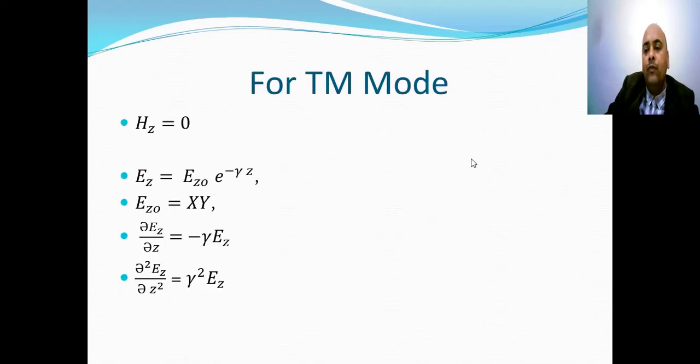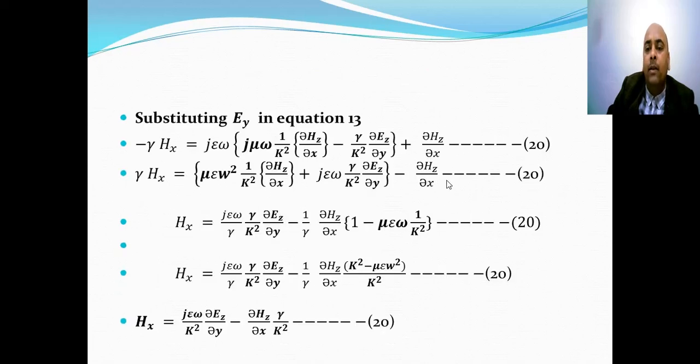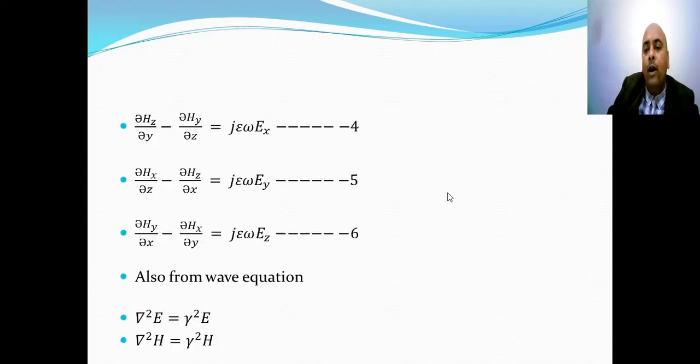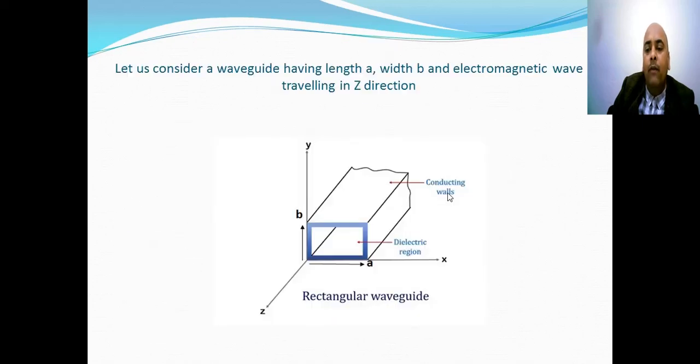Let us suppose we are calculating the boundary conditions of the electrical field of our waveguide. Now our waveguide is as shown in the slide. It has four conducting walls. So on these conducting walls, the tangential component of the electrical field will be 0.